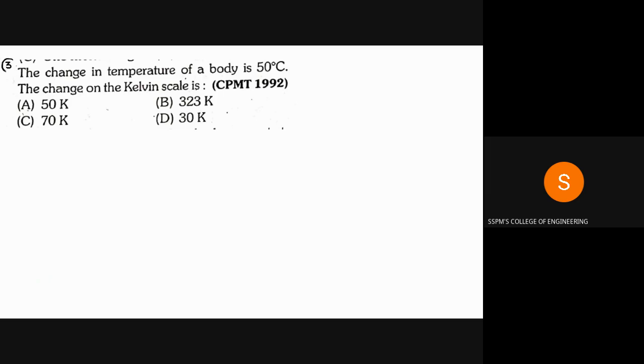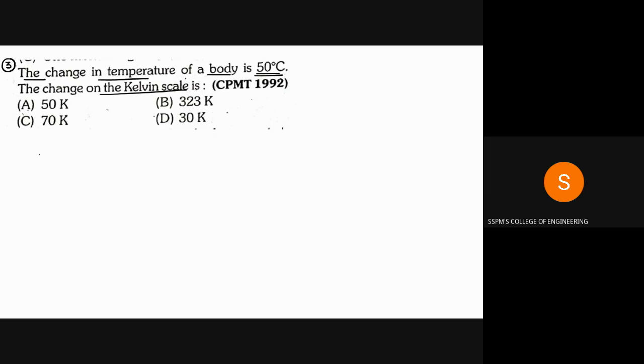Refer the third question. The change in the temperature of the body is 50 degrees Celsius. The change on the Kelvin scale is, okay. So we have the relation for absolute temperature: absolute temperature is equal to the temperature in degrees Celsius, T naught, plus 273 Kelvin. So this is the absolute temperature.